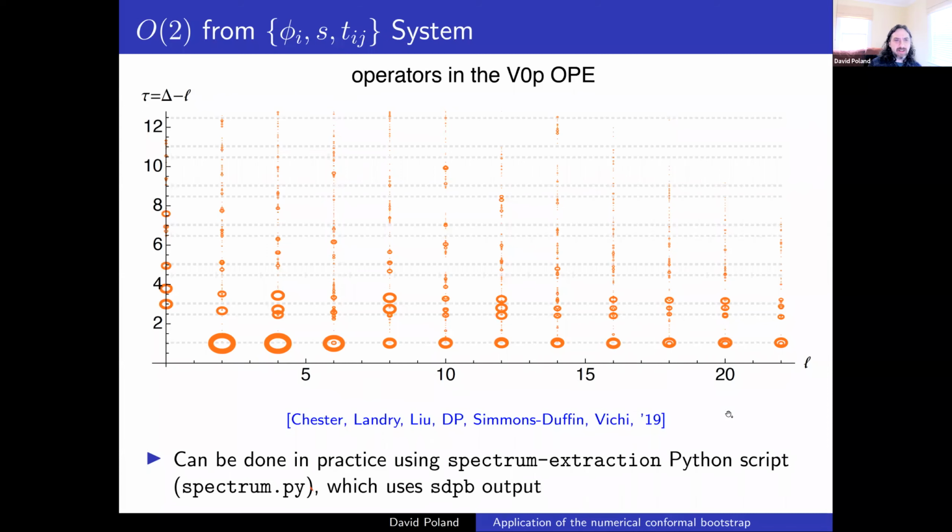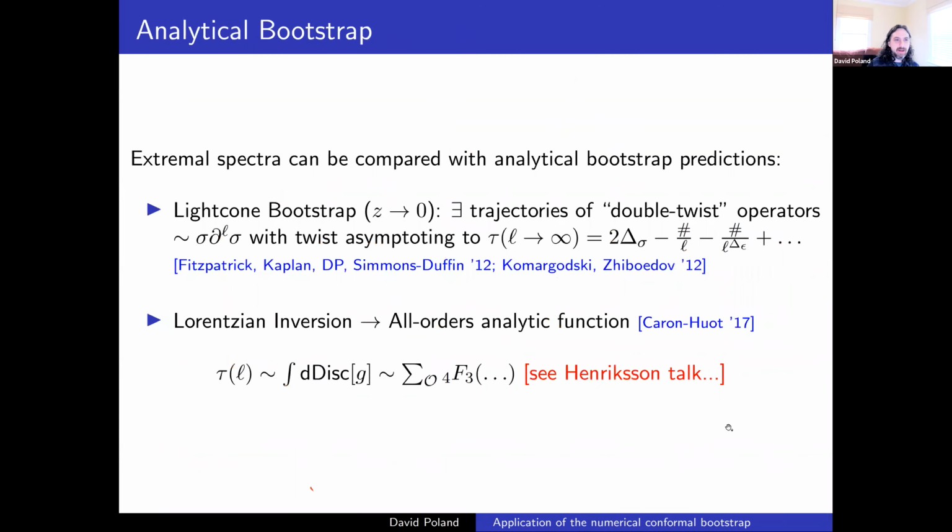In practice, this data is kind of interesting because it gives you trajectories of operators as a function of spin. And those trajectories of operators can be directly compared with other analytical approaches to the Bootstrap. In particular, there's one older analytical approach called the light cone Bootstrap, where you can solve for these trajectories of operators in a 1/spin expansion.